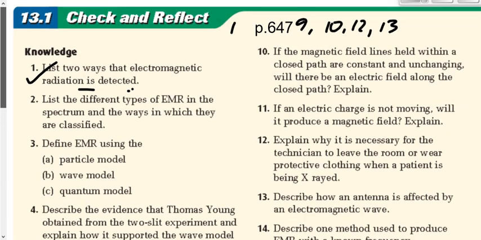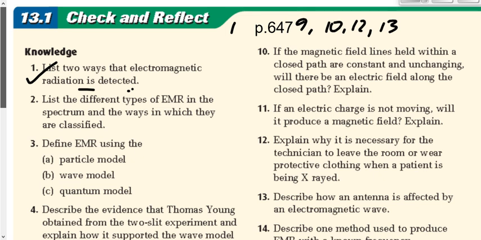Number 10: if the magnetic field lines held within a closed path are constant and unchanging, will there be an electric field in the closed path? Well, if you have a charged particle, there'll be an electric field, but is there an electric field as a result of the magnetic field here? Yes or no? Who says yes? Who says no? Okay, the answer is no. Good.